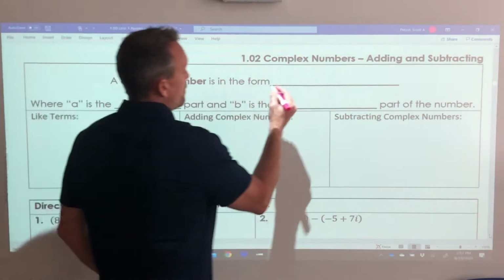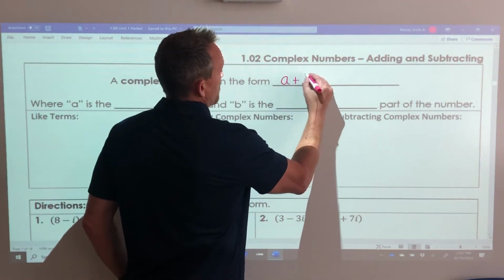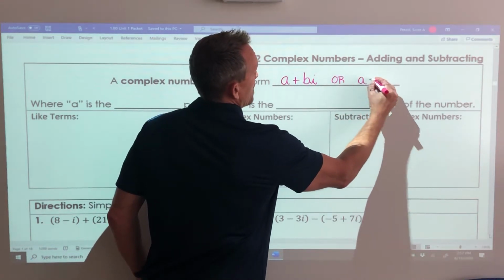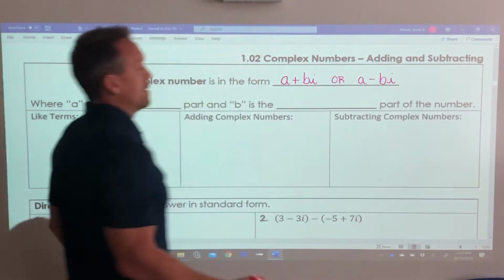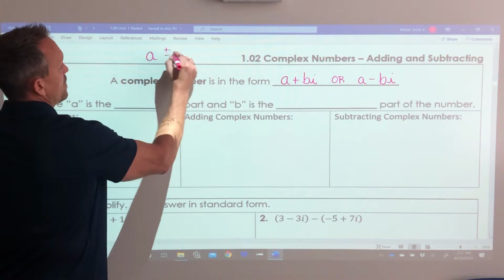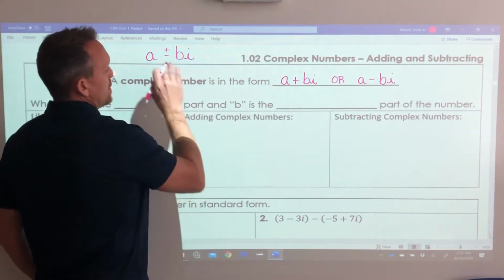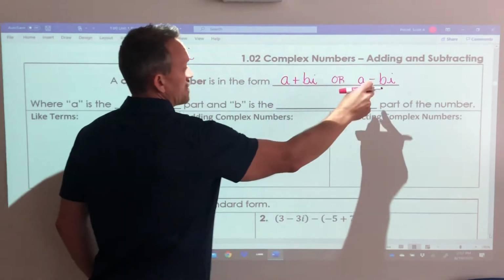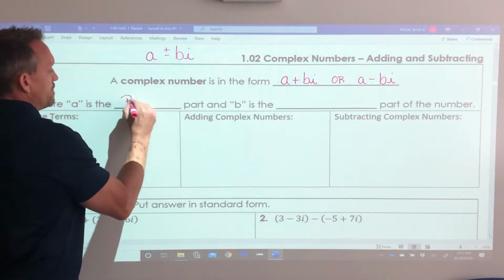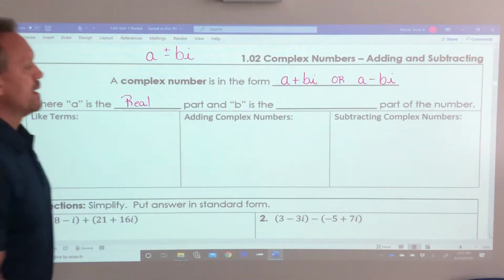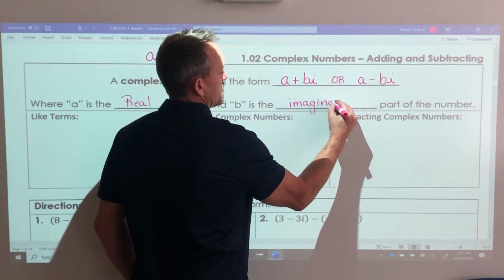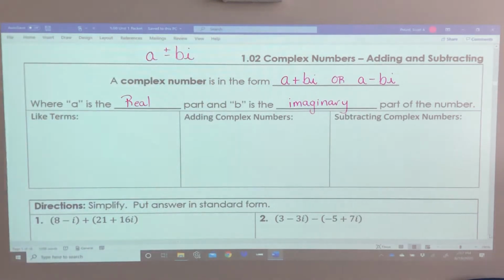A complex number is in the form of either a plus bi, or a minus bi. All right, it could be either one or the other. Sometimes we'll just simply write it as a plus or minus bi, but it will never be both. It's either going to be plus or minus. Okay? a is the real part, and b is the imaginary part of the number. All right?